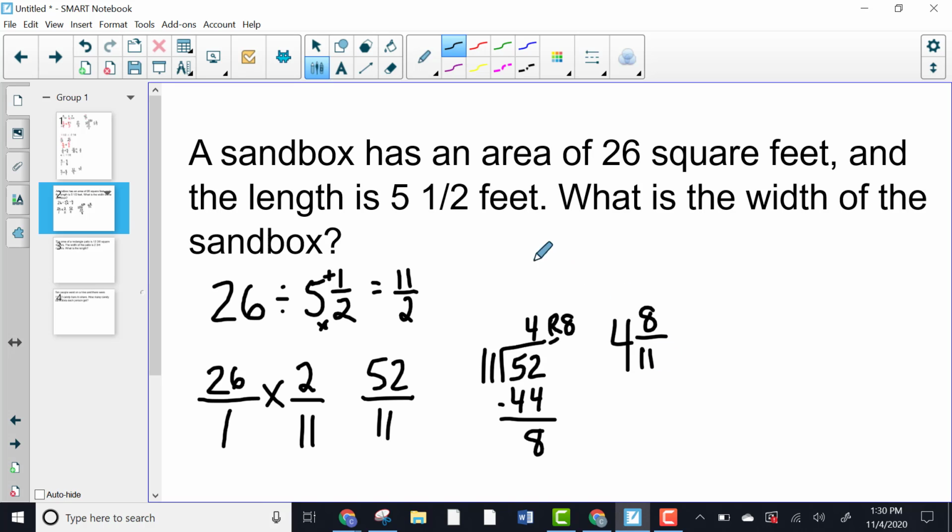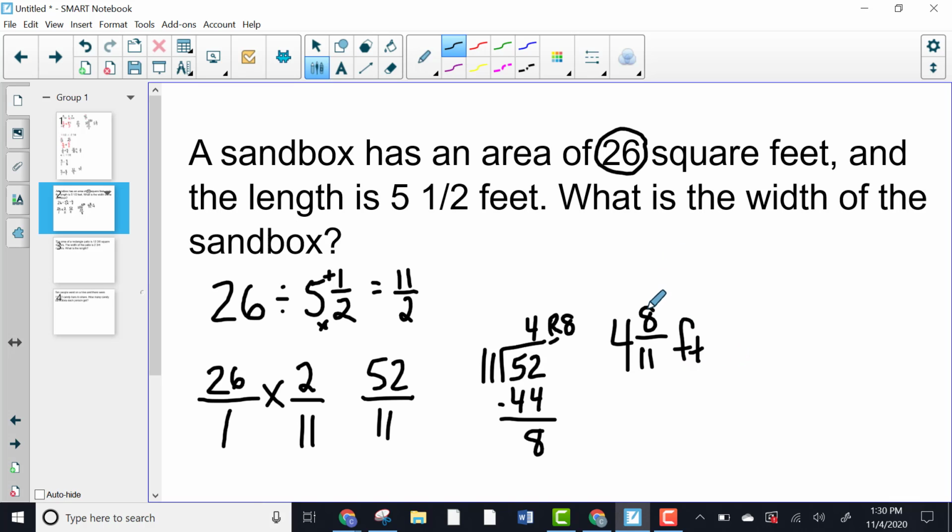Now, if you need to check this, you can just put it right in your calculator: multiply 5.5 times 4 and 8/11, and you will see that you do get 26 square feet there. So what's the width of the sandbox? The width of the sandbox is 4 and 8/11 feet.